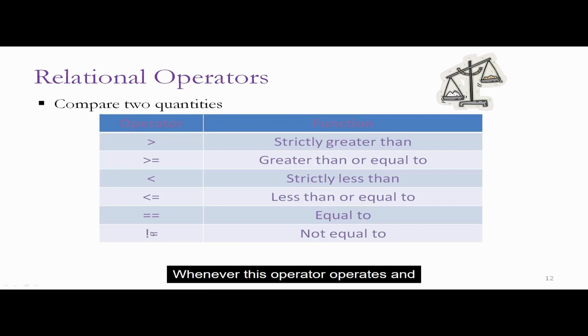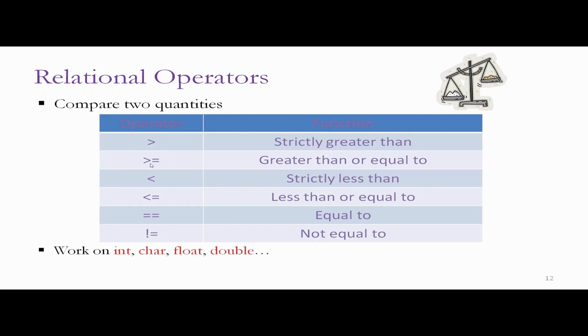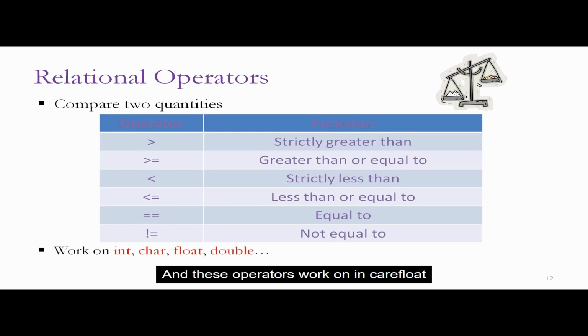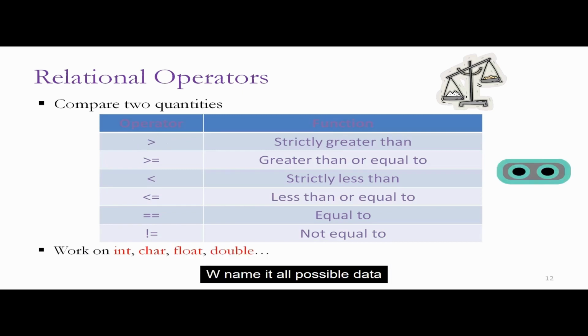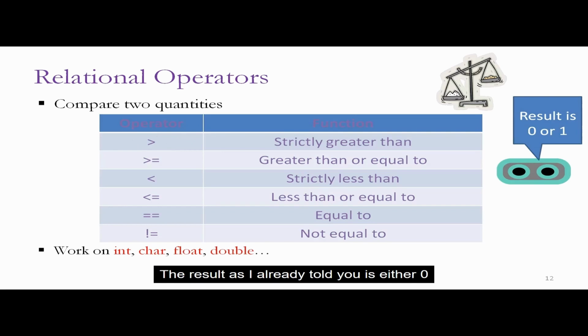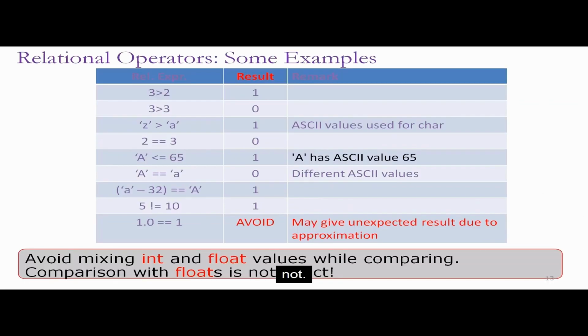Whenever this operator operates and the condition is satisfied, it returns a value of 1. And if it is not satisfied, then it returns a value of 0. This is true for all of these operators. If any of these conditions are satisfied when the operator is used, the expression on both sides together with the operator resolves to 1. And if not, it resolves to 0. And these operators work on int, char, float, double, you name it, all possible data types. The result, as I already told you, is either 0 or 1, depending on whether the condition is satisfied or not.